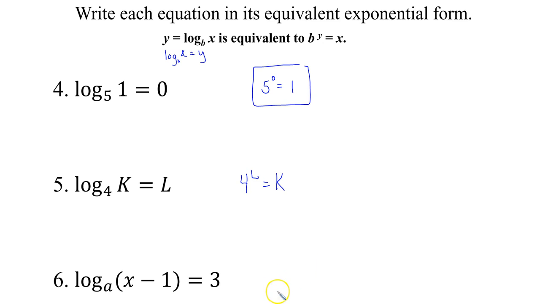Right? And one final problem, this one does involve an expression here, still identifying the base first, so a to the third power, because that's what the logarithm is equal to, and then we have our expression x minus 1. You can put that in parentheses or not, it's not going to make a difference. And so these are my 3 answers.